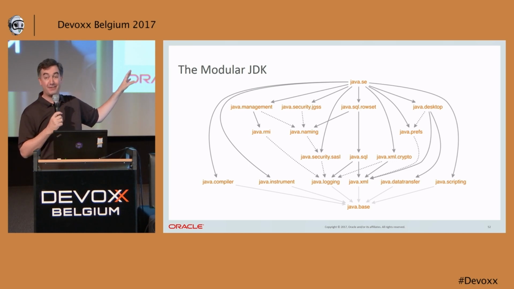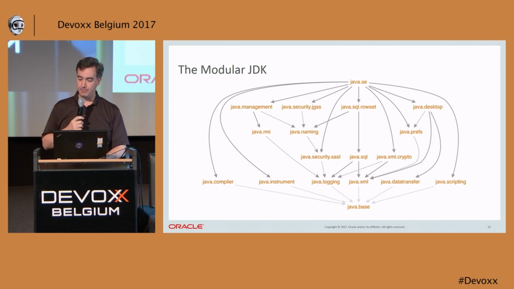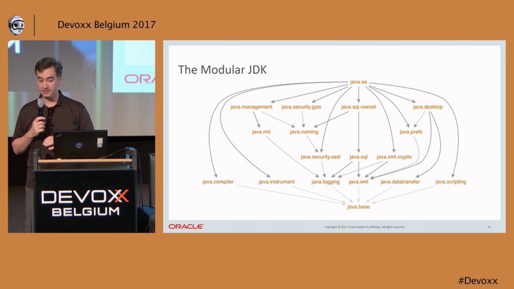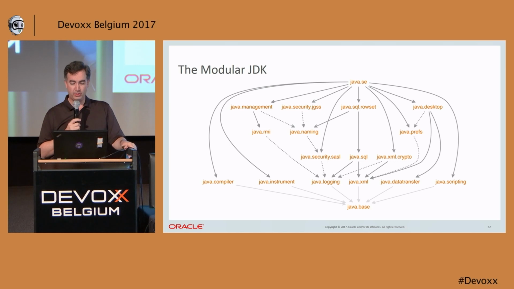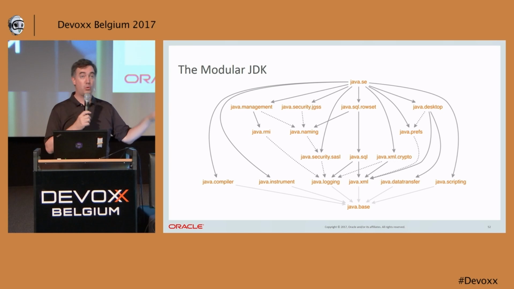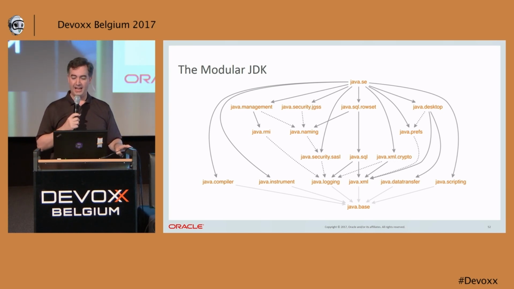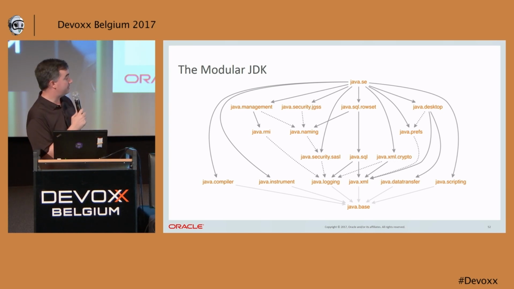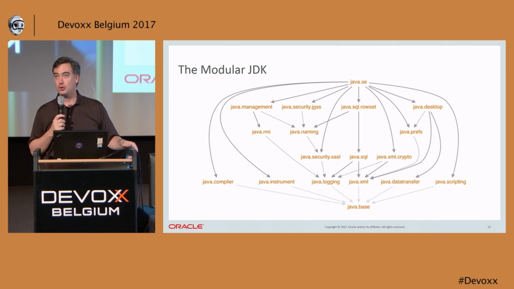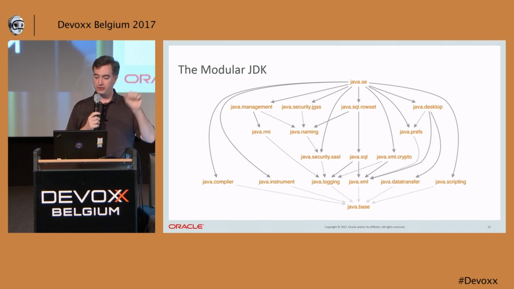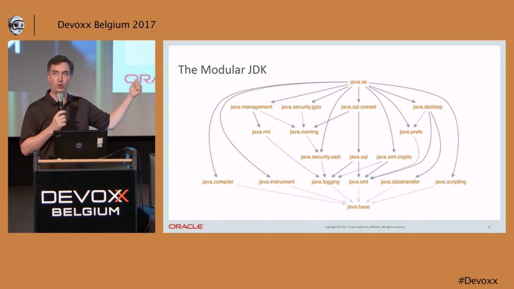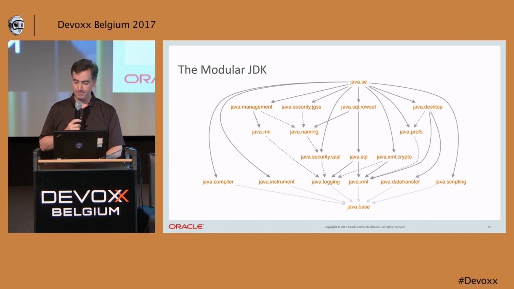This is a graph of the Java SE modules. At the bottom, there's Java Base, which everything depends on and which depends on nothing itself. We've broken out the various frameworks into their own modules, instrumentation, logging, XML, scripting, desktop, etc., which you can require or not require as your needs dictate. There's a Java SE module which has no actual code in it, but just has dependencies so that you can say requires Java SE and be guaranteed to have all of these modules available.